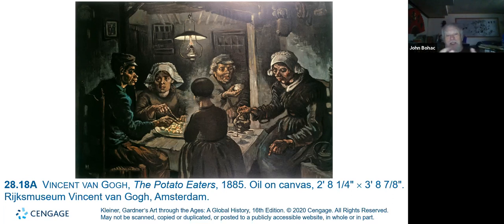And they are the potato eaters. And I'll tell you a little bit about what that means. Well, they are actually eating potatoes, but potatoes was pretty much the staple of the staple in the diet of poor people in Europe, in Ireland, in Russia, and so on.